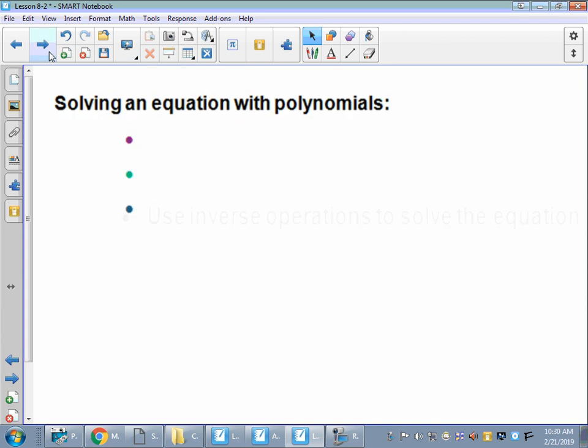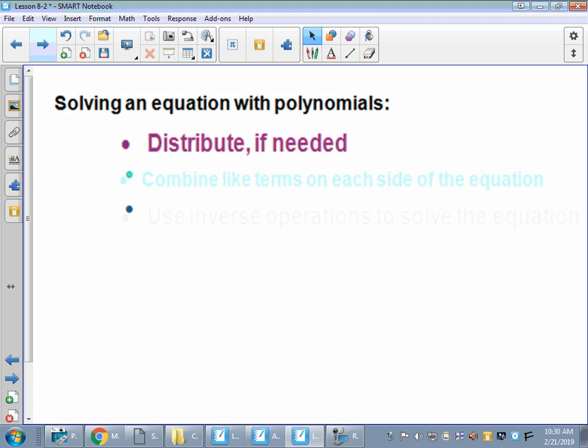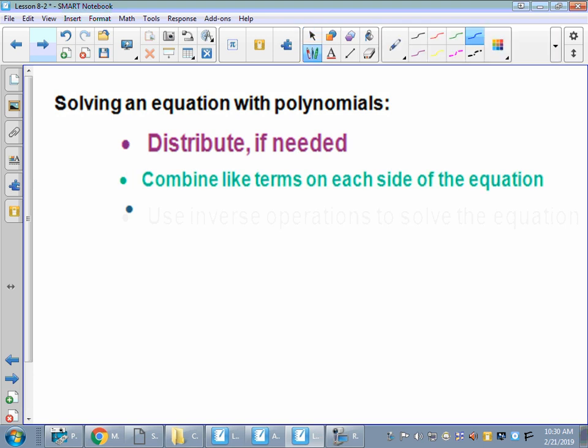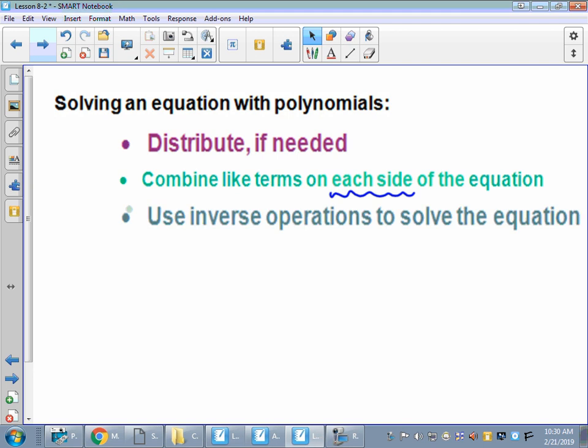Let's talk about solving an equation now with polynomials. So now we're going to go ahead and distribute and multiply if we need to, and then we're actually going to solve an equation. So there's going to be an equal sign here, and your answer should be a variable equals something. So the first thing, same thing. If you need to distribute, if there's parentheses, distribute. The next thing, we're going to combine like terms on each side of the equation. And I can't stress that enough, that you go on each side, combine like terms first. And then, just like any other algebra problem, we're going to use inverse operations to solve the equation. Do the opposite. If it's adding, subtract it. If it's subtracting, add it. And multiply, divide, all that stuff. Just like solving equations. Okay?